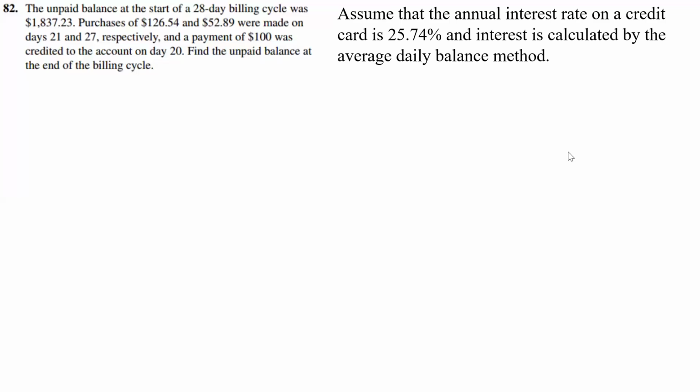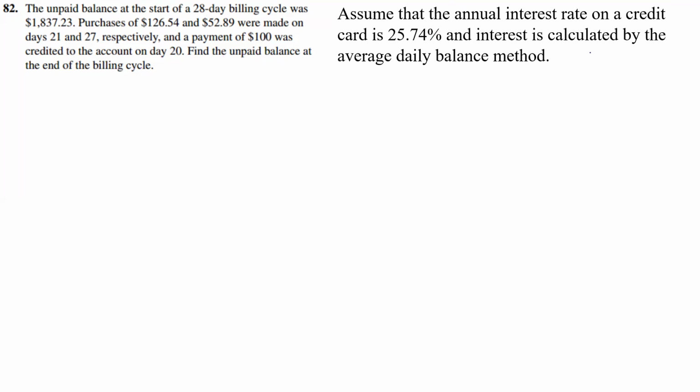All right, so here's one about credit cards. This is something everybody probably deals with. It says the unpaid balance at the start of a 28-day billing cycle was $1,837.23. Now we had purchases of $126.54 and $52.89 on days 21 and 27, and then a payment of $100 was credited to the account on day 20. Find the unpaid balance at the end of the cycle.